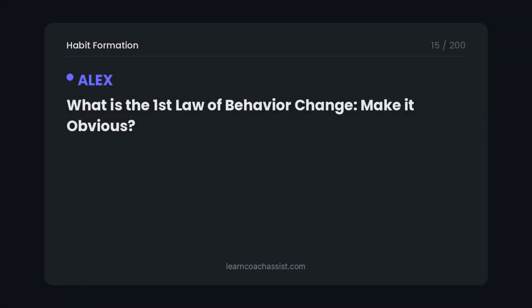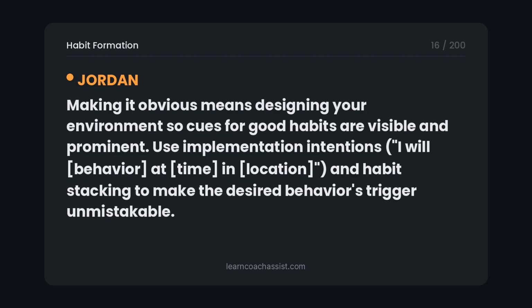What is the first law of behavior change? Make it obvious. Making it obvious means designing your environment so cues for good habits are visible and prominent. Use implementation intentions: I will, behavior, at, time, in, location, and habit stacking to make the desired behaviors trigger unmistakable.